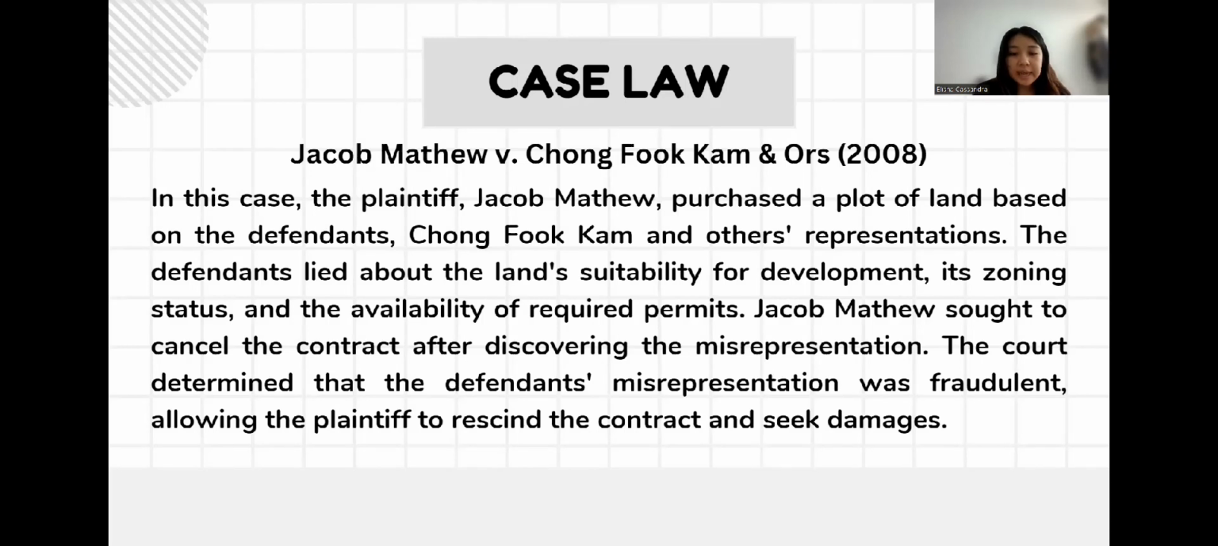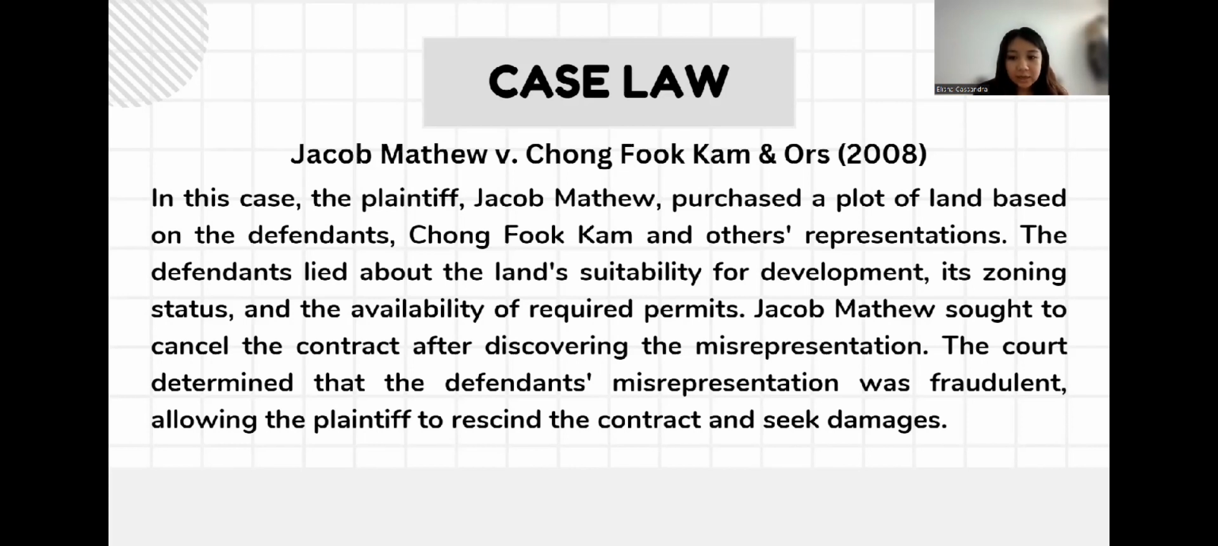So the court examined the evidence and found that the defendant had indeed made false representations with the intention to induce Jacob Matthew into the contract. The court also held that the misrepresentation constituted fraudulent misrepresentation, which is a serious offense in contract law. So based on this finding, the court allowed Jacob Matthew to cancel the contract, effectively setting it aside, and awarded him damages to compensate for the losses incurred due to the misrepresentation.